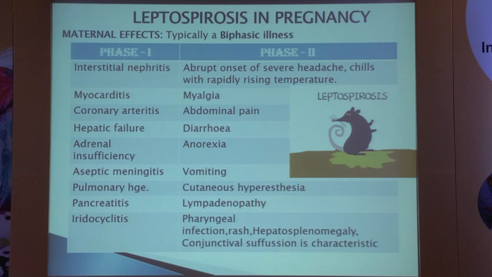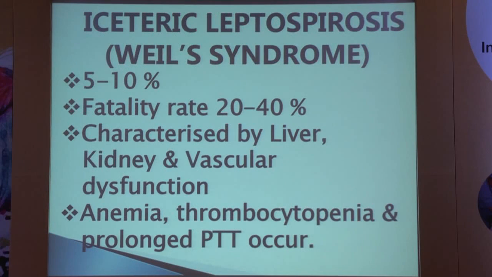Now the second topic is leptospirosis in pregnancy. This is typically a biphasic illness, and it has two phases, phase 1 and phase 2. I think you can see it in the slide. Icteric leptospirosis is Weil's syndrome, 5 to 10%. Fatality rate is 20 to 40%. Characterized by liver, kidney, and vascular dysfunction. Of course, anemia, thrombocytopenia, and prolonged prothrombin time.